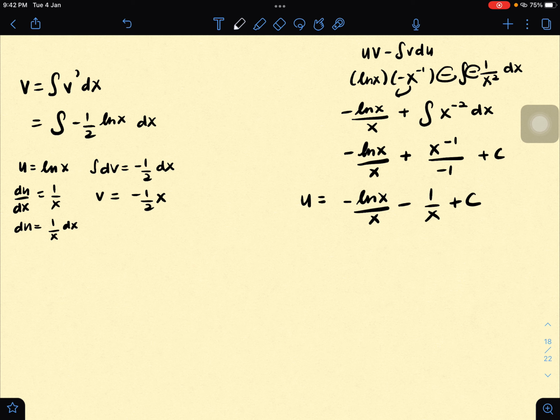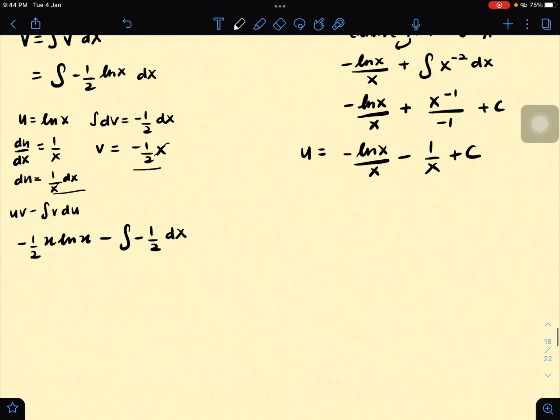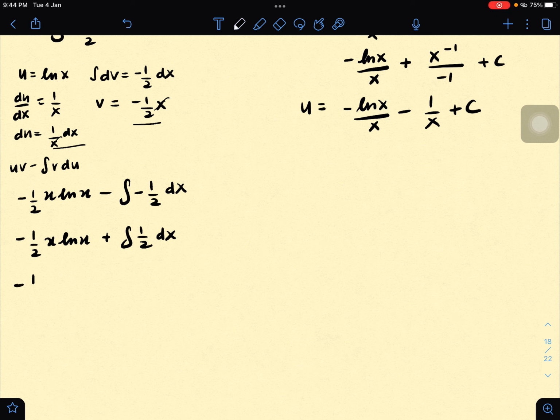Okay, so kita masukkan dalam formula uv minus integration of v du. So your u darab dengan v, you will get negative 1 over 2 x ln x. Okay, minus with integration of v darab dengan du. Okay, so x dengan x potong, negative 1 over 2 dx. So what you have here is negative 1 over 2 x ln x plus integration of 1 over 2 dx. Okay, so you will get negative 1 over 2 x ln x plus 1 over 2 x plus with d, sebab kita dah guna c. Okay, so kita ada d.